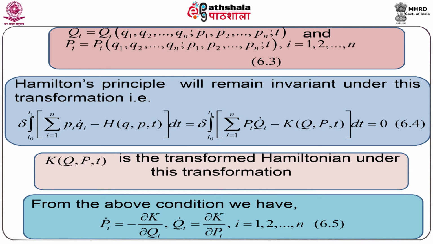In order to have a transformation which is a physically meaningful phase space transformation, it would be quite logical to demand that the new capital Q, capital P coordinates are canonical coordinates. That is, the transformation given by 6.3 should keep the form of Hamilton's equations of motion invariant.